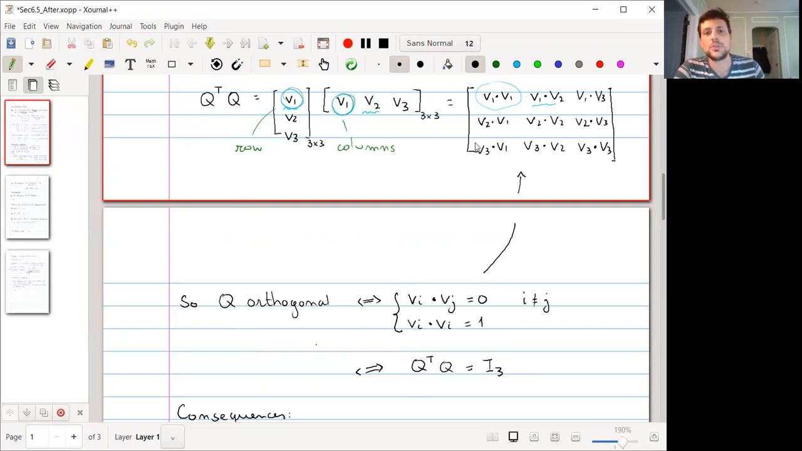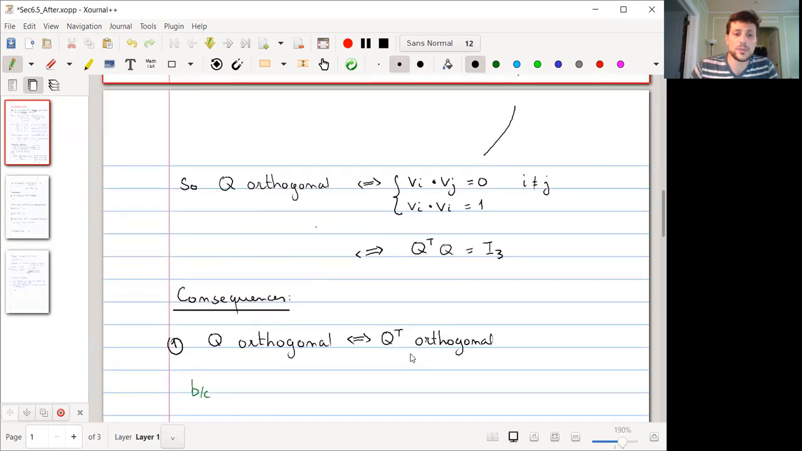If Q transpose Q is the identity matrix, from this matrix up above you can see that the only way that can be true is that v1 dot v1 is equal to v2 dot v2 and v3 dot v3, and they're all ones, and all the rest is zeros. So the argument goes both ways. In other words, Q is an orthogonal matrix if and only if Q transpose Q is the identity.